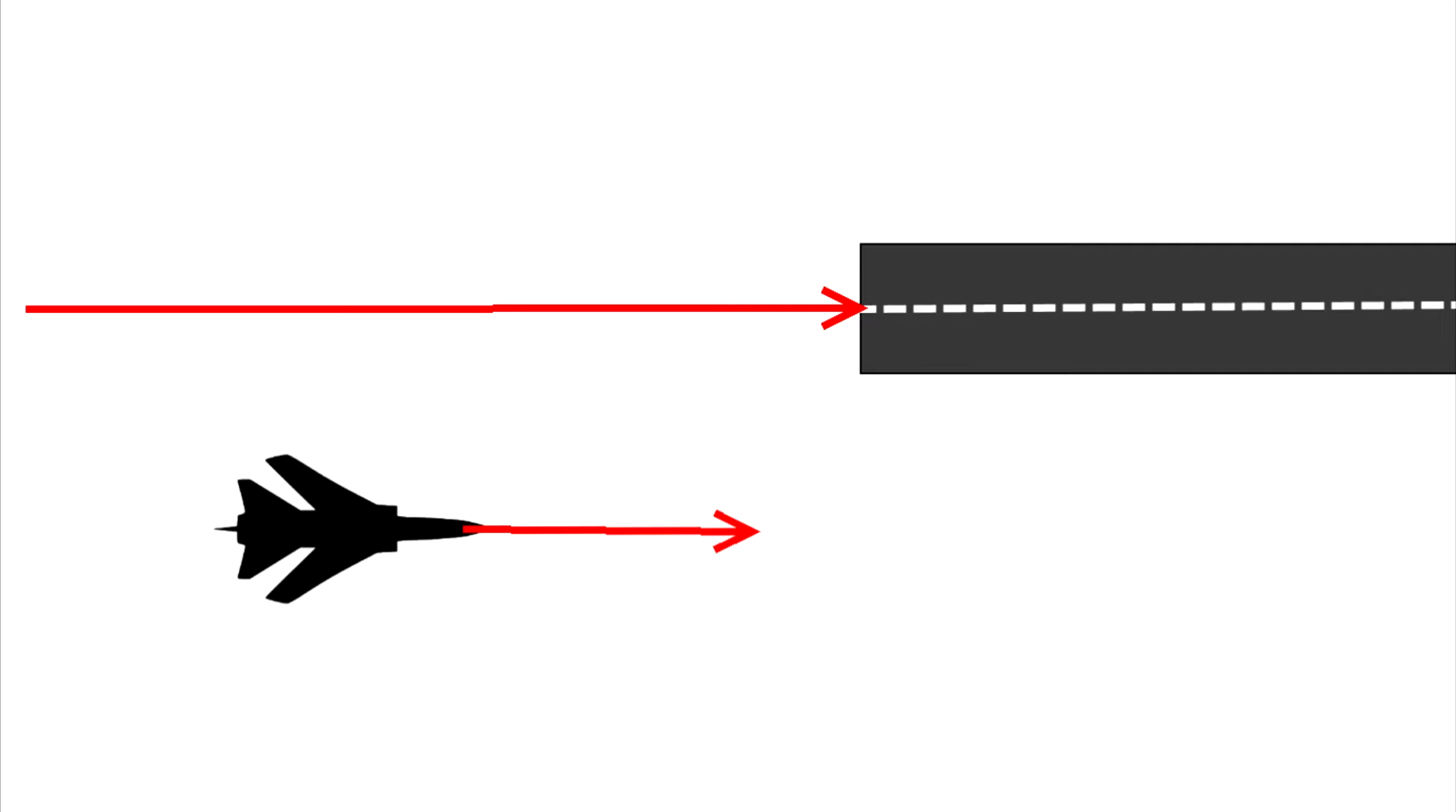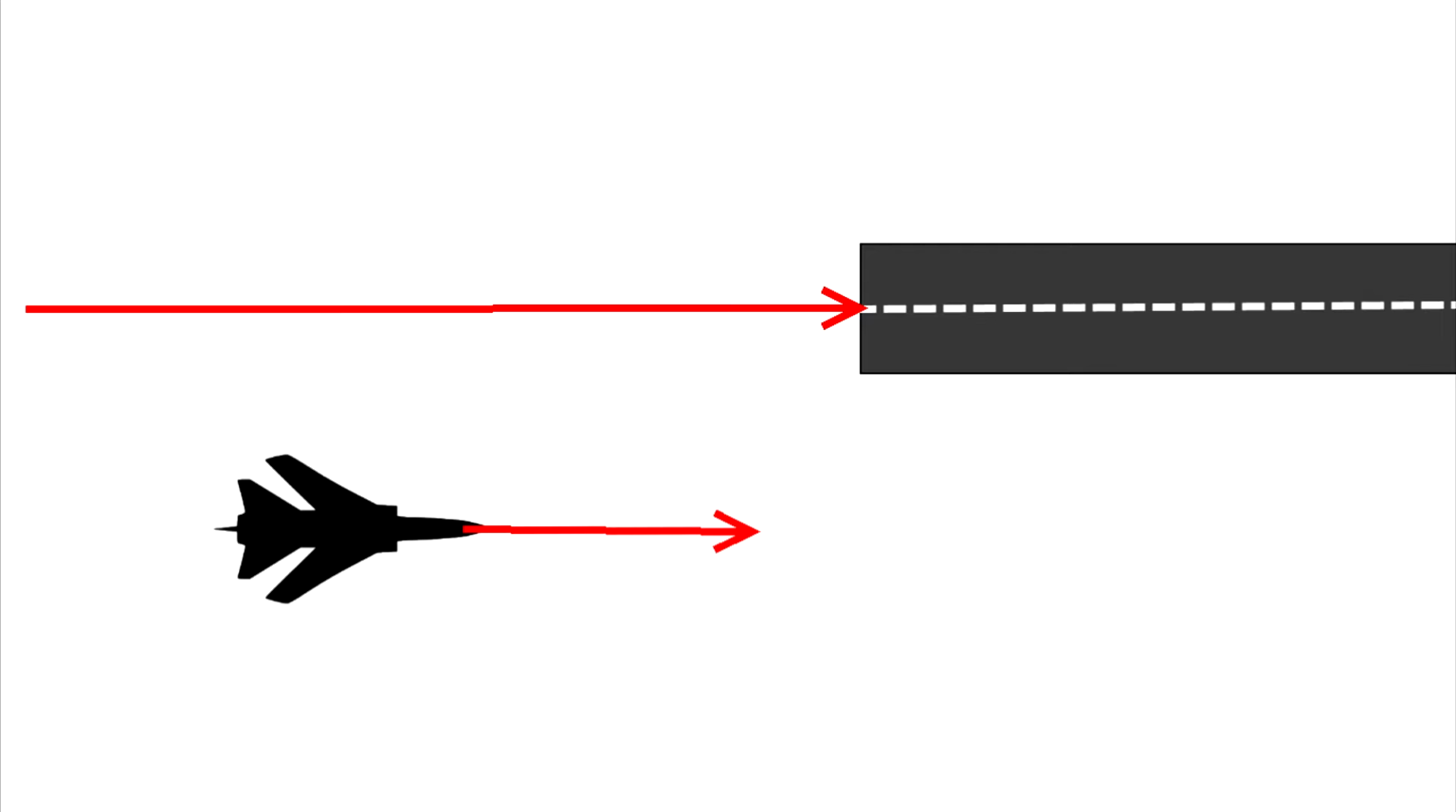And then we've also got a runway, which is the grey thing with the dashed line in the middle, and the arrow on that represents the runway centre line. So as we can see with this one, the aeroplane is going in the correct direction, so it's the same direction as the runway, but it's actually offset to the right.